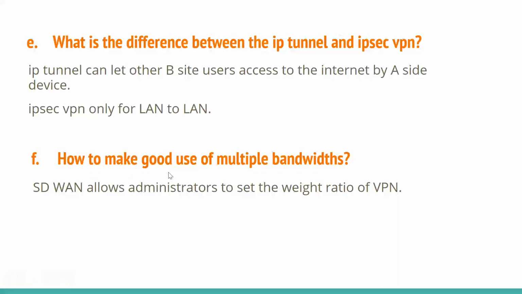How to make good use of multiple bandwidths? The SD WAN allows administrators to set the ratio of VPN, so it may make the VPN better to use.